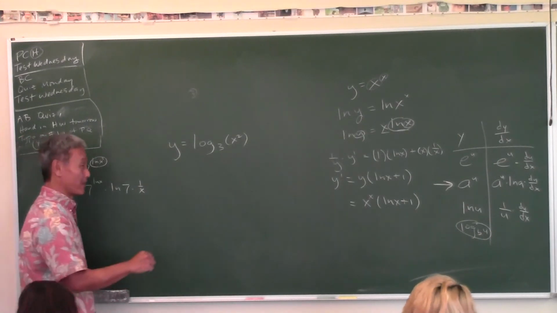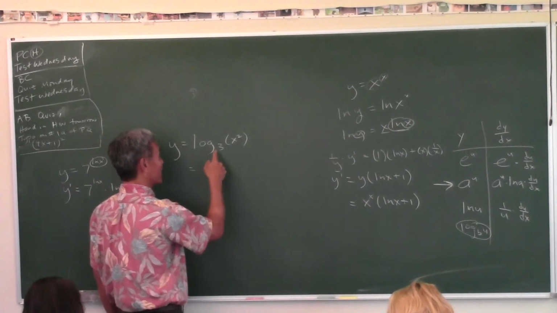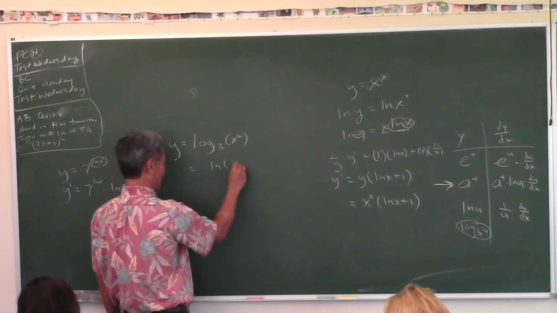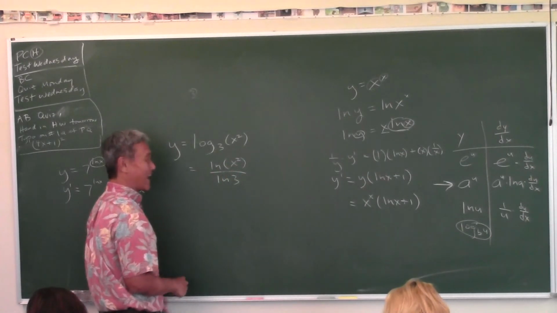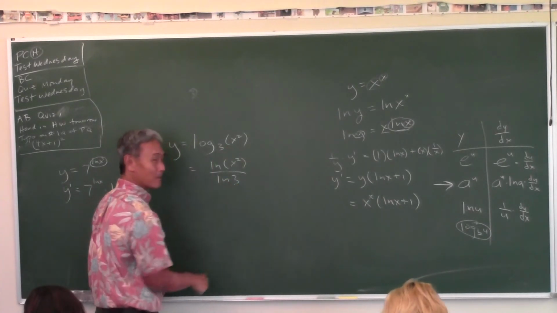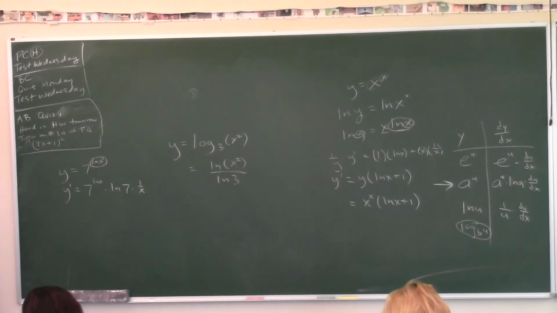That's called the change of base formula. You guys remember change of base? Okay, so how do you change any logarithm to natural logs? You go natural log x squared over natural log 3. And it's easy to remember the change of base because the top number goes on the top and the bottom number goes on the bottom. Does this look familiar?